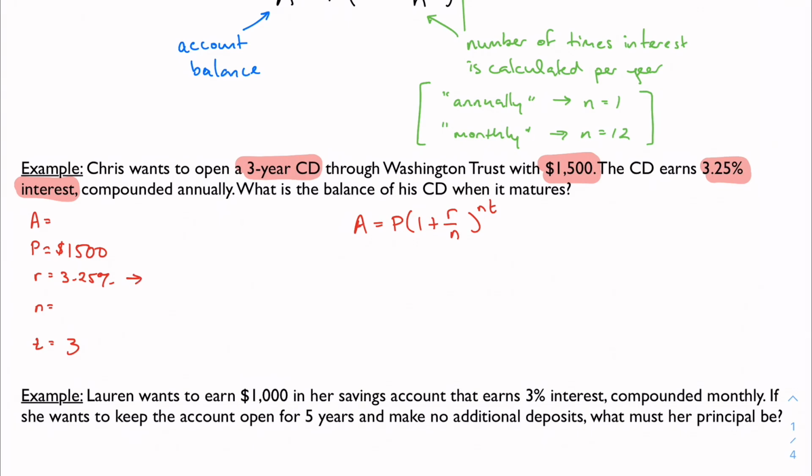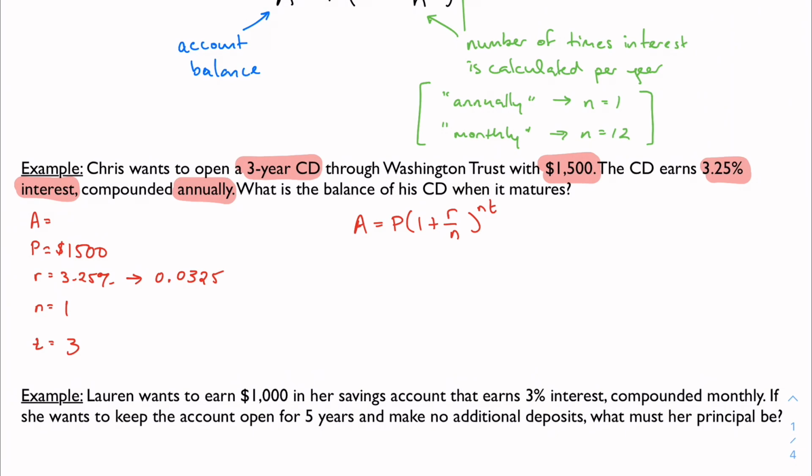3.25%, we have to turn that into a decimal. So I'm going to move 2 places to the left, and I'm going to use that number instead of the percentage. Compounded annually, so there's my next keyword here. Compounded annually, that's once a year, so N is 1.